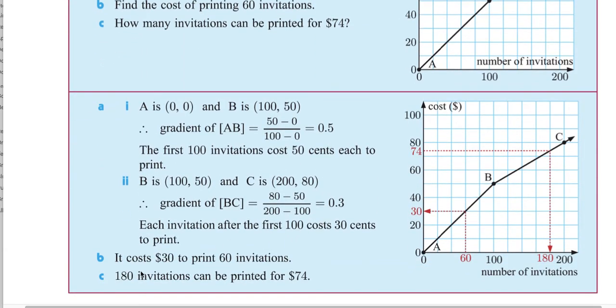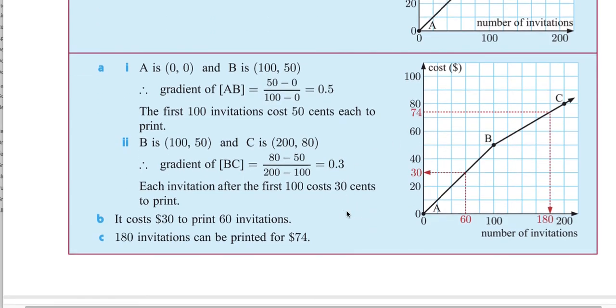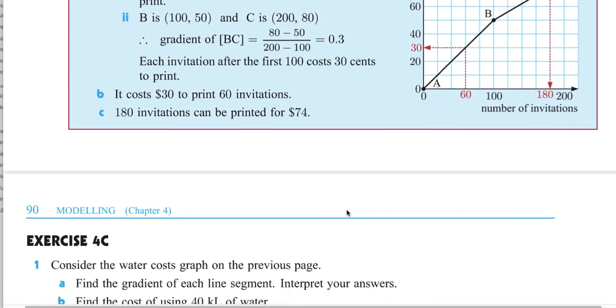Last part is to work out for $30 how many invitations you can have. Well, you just go along from 30 and down, which is 60 invitations, and for 180 invitations, we go up and across, and there's going to be approximately 74. In the exam you would get marks for 72 to 74, for example.